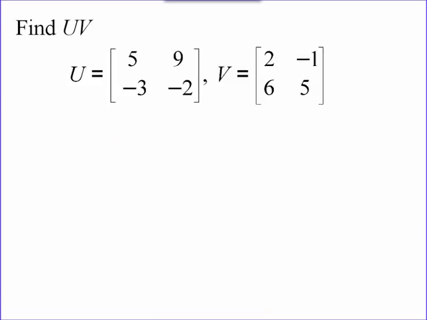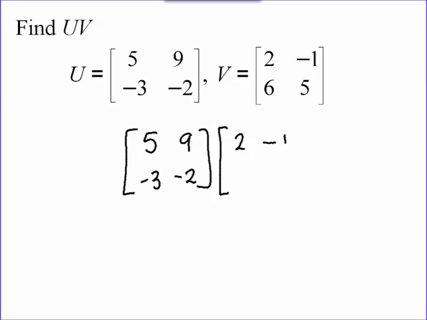U times V. Very first, we're going to write down the problem. Now what you guys could do, you might have to write U equals, V equals. You could just have 5, 9, negative 3, negative 2 times 2, negative 1, 6, 5. Because on your homework, that's what you're going to see. That's how they're going to write it.